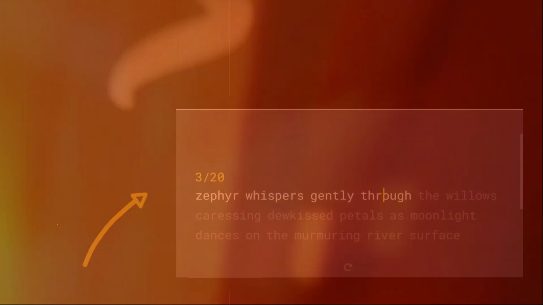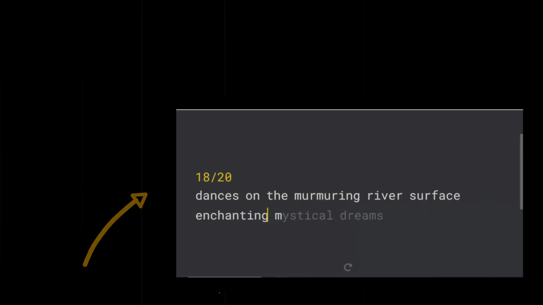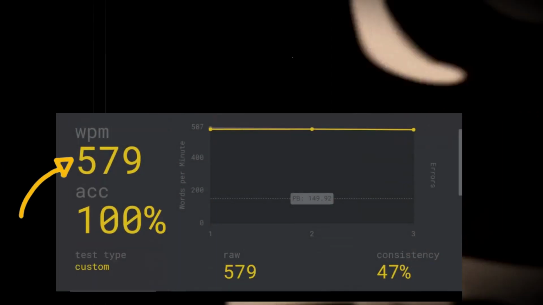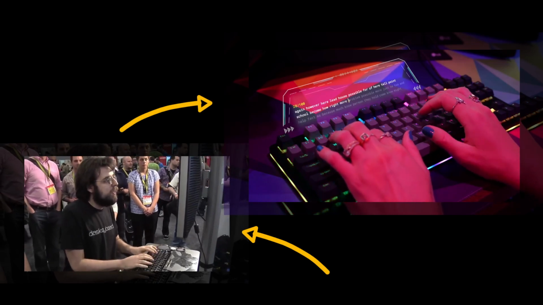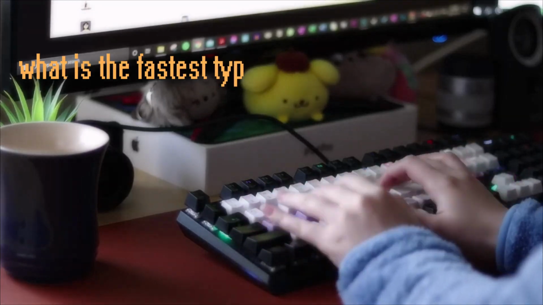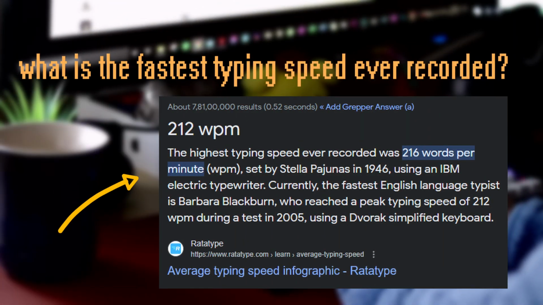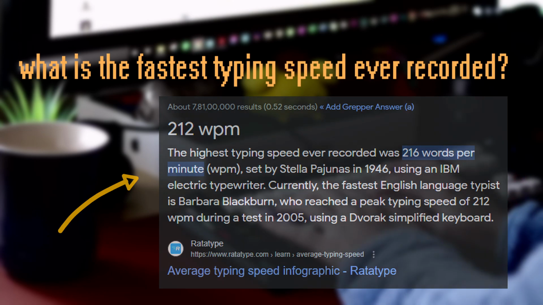I skyrocketed my typing speed to 500 WPM. People always love typing fast. There have been trends of world records covering massive typing speeds which are humanly possible. I googled the fastest typing speed ever recorded and it was 212. But that's the human limit. Is there any way to push further?